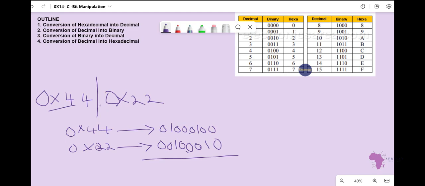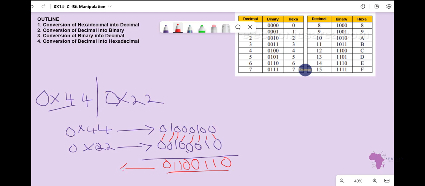Now this is OR, meaning that whenever there's existence of 1, that becomes true. So our answer now will be 0 and 0, 0. 0 and 1, 1. 1 and 0, 1. Then the rest are zeros. Then 0, then 0, then 1, then 1, then 0. Yes, because this goes with this, this goes with this, and so on. Yes, so we get this one.